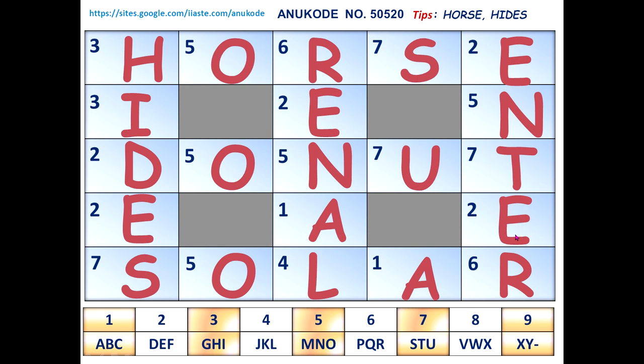And that clears and finishes the crossword Anukode.